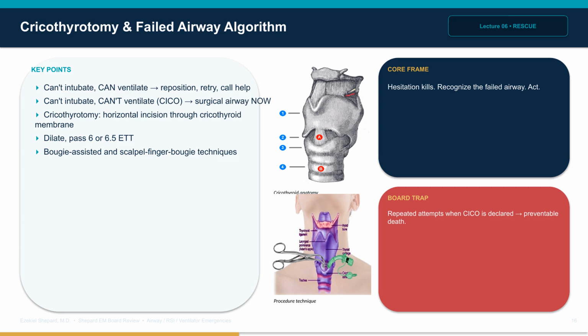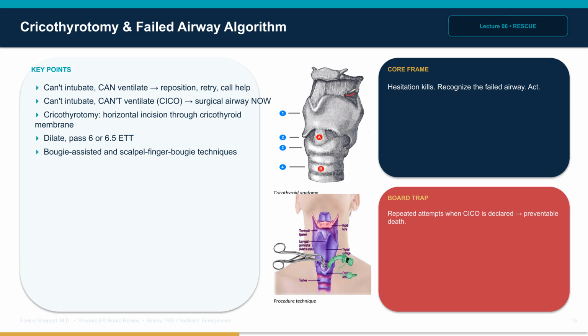The failed airway algorithm is a sequence, not a panic. If you cannot intubate, but you can ventilate with bag mask or supraglottic device, you have time. Reposition, reattempt with a different approach, or call for help. If you cannot intubate and cannot ventilate, this is a cannot intubate, cannot oxygenate situation, and surgical airway is indicated immediately. Cricothyrotomy is the rescue.